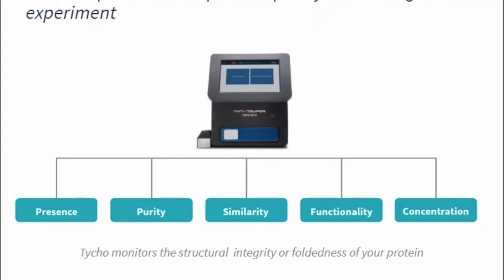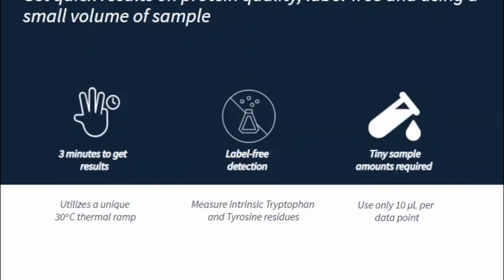I should mention that here at NanoTemper, we define protein quality basically as the structural integrity or foldedness of your protein. So with Tycho, you can actually look at the presence, purity, similarity, functionality, and concentration of your protein sample all within a single experiment. You can get quick results on your protein's quality, and do this in a label-free way, using only a tiny amount of material.